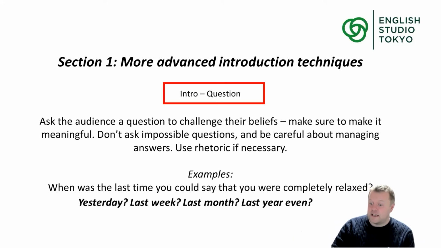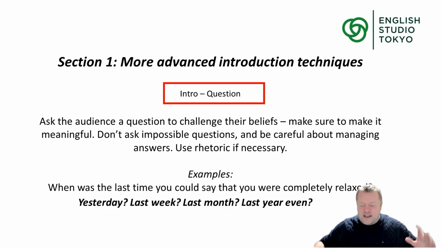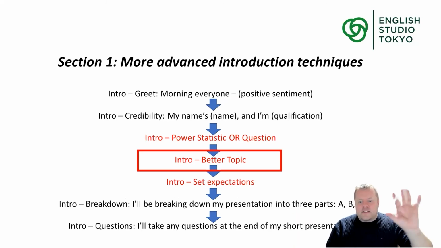Use rhetoric, meaning don't wait for the answers. Give some answer choices or give some extreme answer choices. Let the audience think about it so they can identify, but you don't need to wait for an answer. All right, so that's our statistic or question.